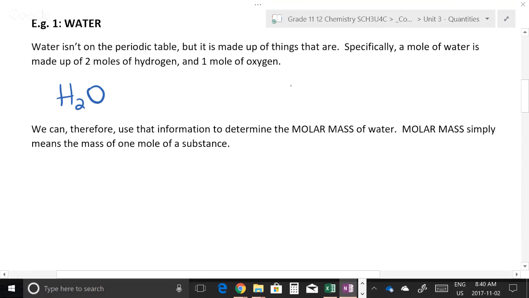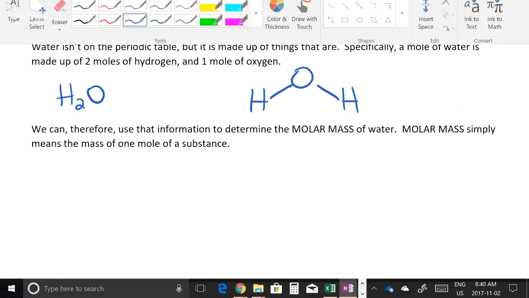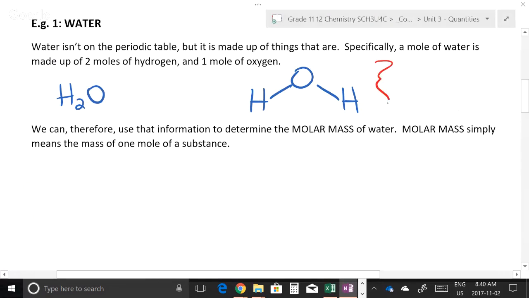Which means literally, if we look at it, we have an oxygen and 2 hydrogens. So every water molecule is made up of 2 hydrogens and 1 oxygen. Everyone remembers the word molecule from grade 9 and grade 10.